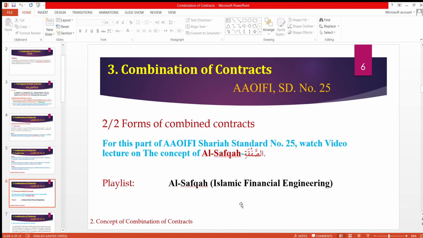The next point is 2 by 2. It is the forms of combined contract. So look at here. This is the Sharia standard, and this is the 2 by 2: the forms of combined contract, that is, how many forms there are.